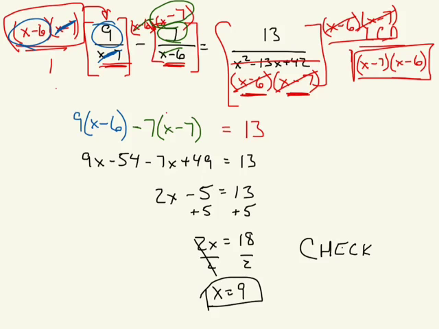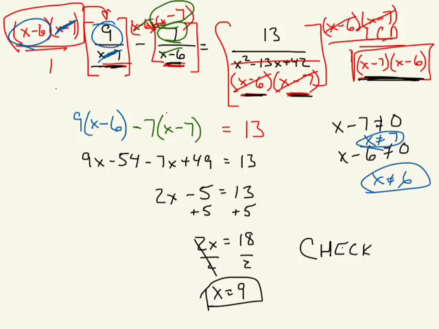Well, our extraneous solutions would have come from this least common denominator, or really any of the denominators that we had seen along the way. It would have said, well, hey, x minus 7 cannot be 0, and x minus 6 cannot be 0. In other words, what we're saying is x cannot equal 7, and x cannot equal 6.